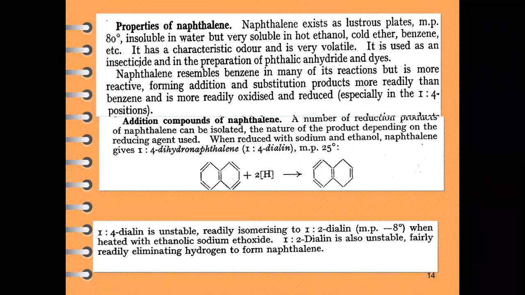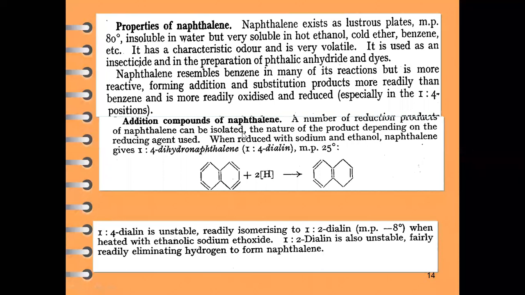Hydrogenation will take place. Addition of hydrogen will take place with respect to these double bonds, and naphthalene is converted into 1,4-dihydronaphthalene, and they are going to produce 1,4-dialin. What is the name of this compound? 1,4-dialin, having a melting point of 25 degrees centigrade.